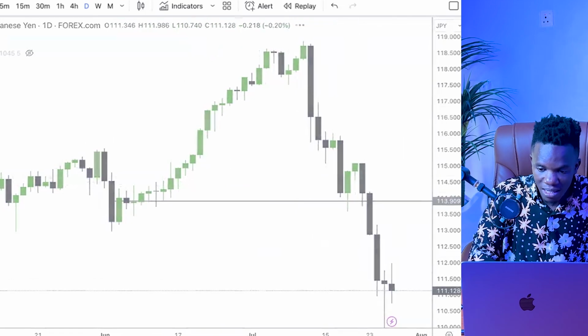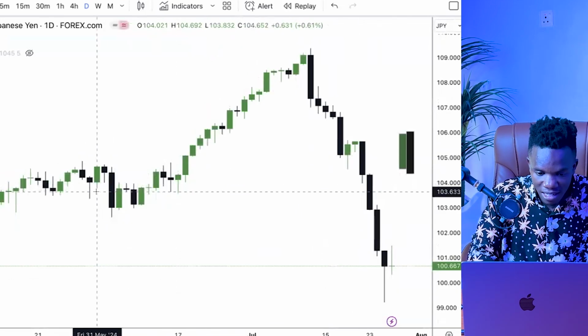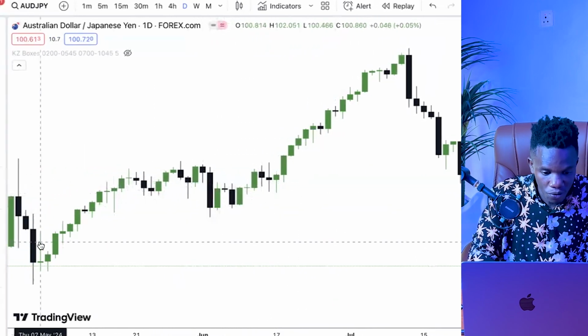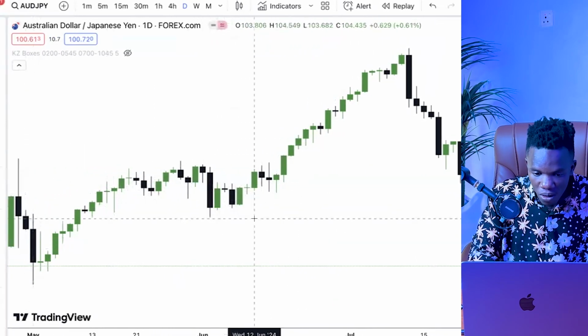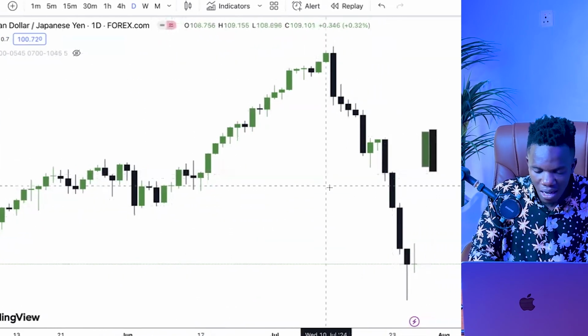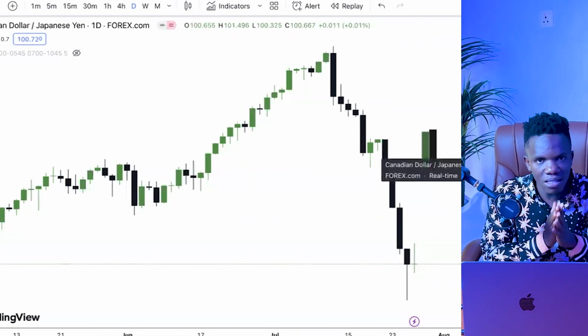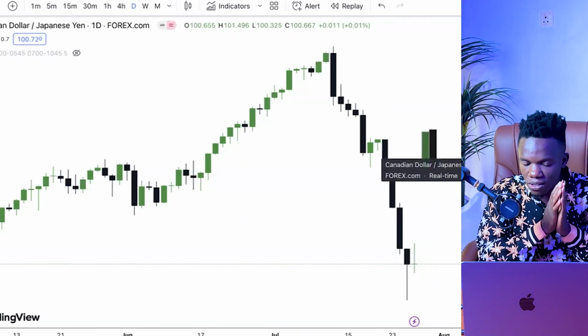If I go to other pairs like AUD JPY, you can see how price violated this place right here. This is the other block. In fact, if you want to use this one as well, you see another block, but see how price violated it to the downside. This was the problem we were facing back then, until we were able to build this strategy, which I want to teach you guys today.